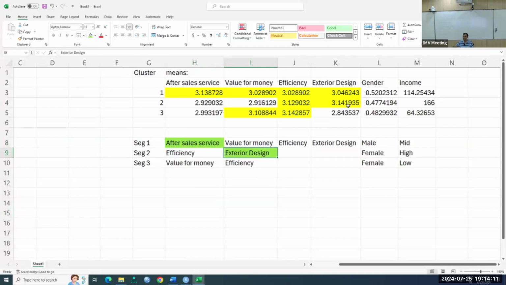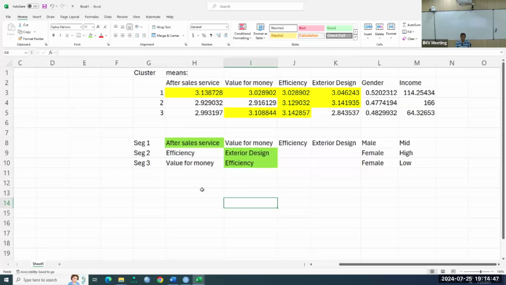Can you see? The cluster mean value is highest. That's why I'm talking about it. Third cluster mean: when I am talking about segment 3, the highest value I am getting is for efficiency. So if I go for segment 3, my value proposition or positioning statement will be efficiency. You understand this point or not? So that's how you can design your positioning. Definitely for a positioning statement, you can do another market research to understand, because here it's the customer side. Your side is still due. Your competitors are due.